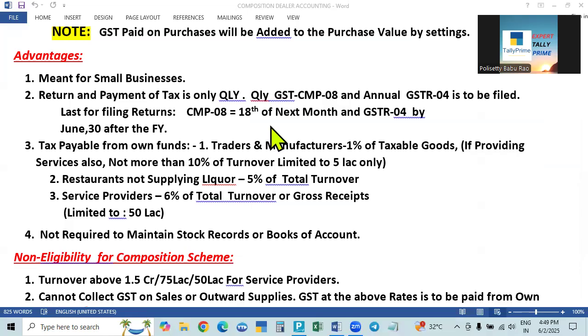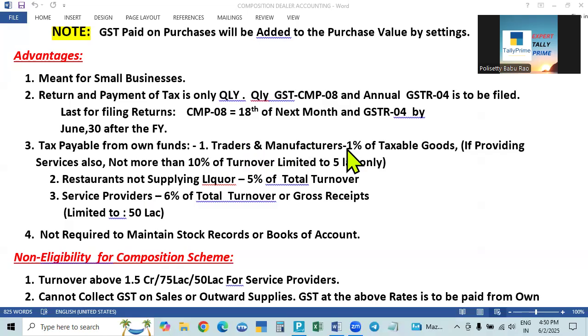They divided it into four types: traders, manufacturers, restaurant owners, and service providers. Actually, the traders and manufacturers have come together. Previously, traders were separate, manufacturers separate, restaurants separate, and service providers were not there. That is added now, so totally four types. But now these two are combined together. Traders and manufacturers both are treated as the same.